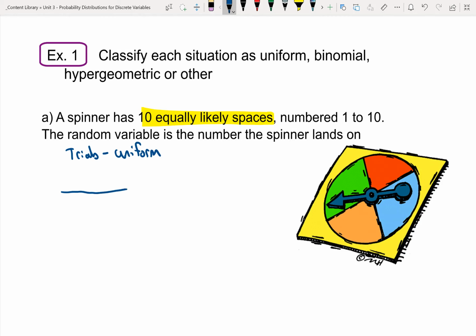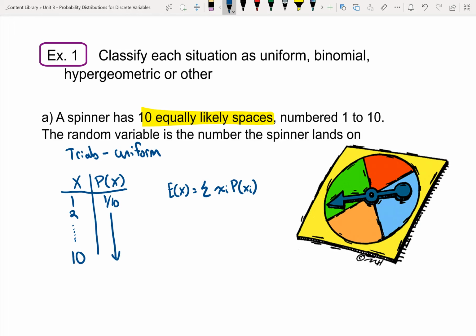If we were to create a table or probability distribution table, again, we would have our outcomes 1, 2, all the way down to 10, and our probability for each outcome would be 1 over 10 because it's equally likely. In this case, we'd be using for our expected value formula the sum of each outcome times the probability of each outcome, and that would be all we could do for this scenario.